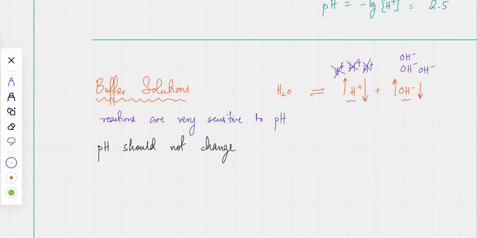Like if you have a cell, if you have your blood, if you're giving water to plants, you can't give alkaline water or acidic water to it. If they want neutral water, you have to give them neutral water. Otherwise, they die. So pH should not change.